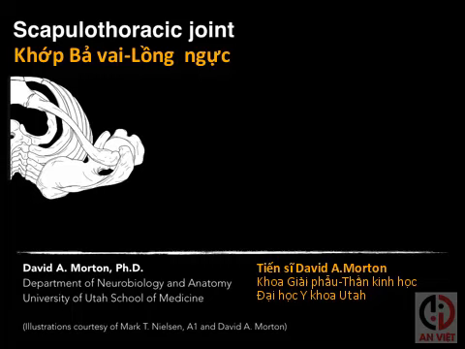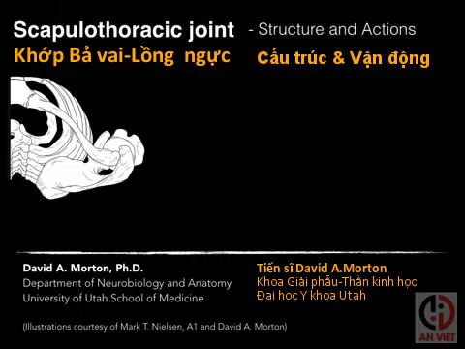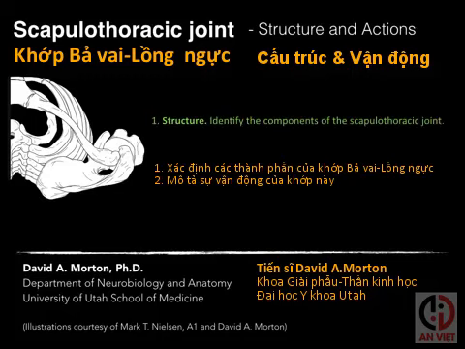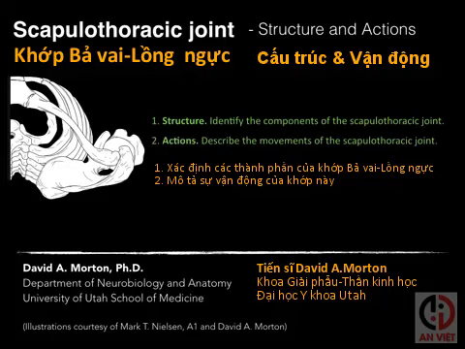Okay, let's talk about the scapulothoracic joint and specifically about the structure and actions of the scapulothoracic joint. All right, our two objectives. First, structure. We're going to identify the components of the scapulothoracic joint. And second, the actions. We'll describe the movements of that scapulothoracic joint.